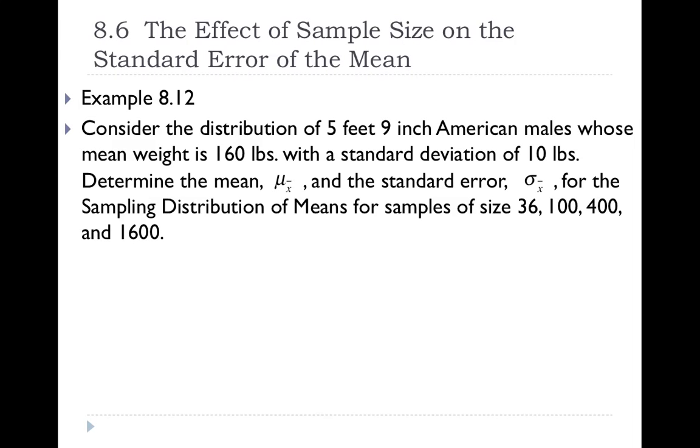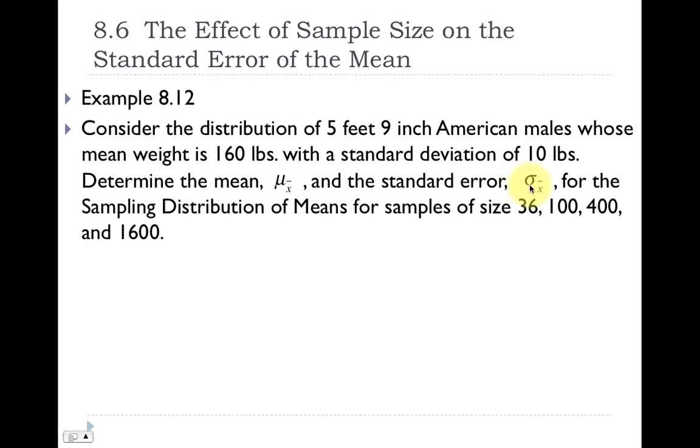We have a distribution of 5 foot 9 inch American males. Their mean weight is 160 pounds and their standard deviation is 10 pounds. So we have a population of men all the same height. This number 5'9" is not going to come into our calculations. It's just here to remind us that we're dealing with people that are all the same height. Their mean weight is 160, so the population mean is 160. The population standard deviation is 10.